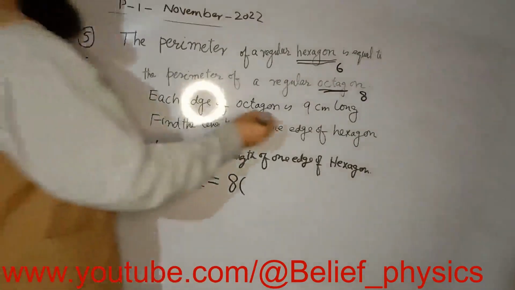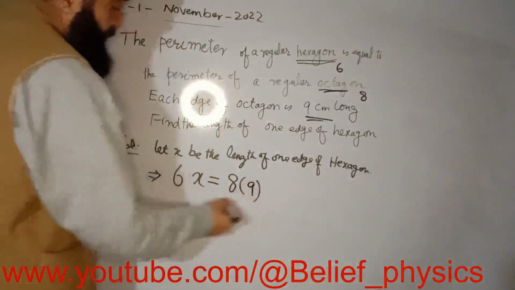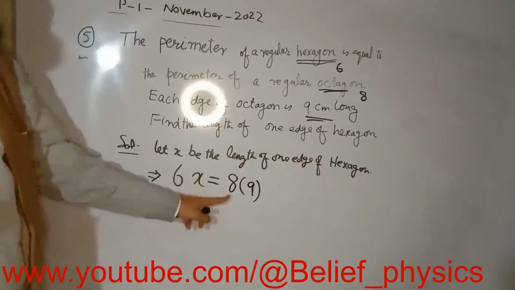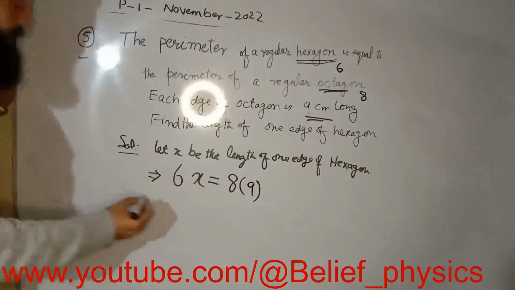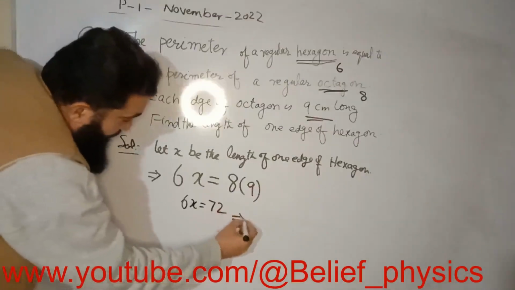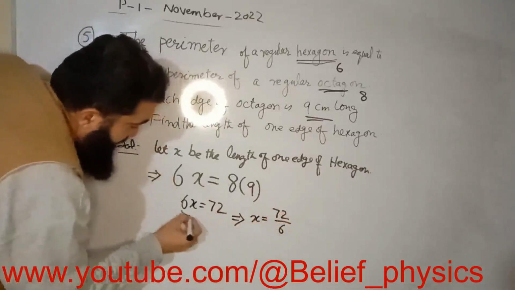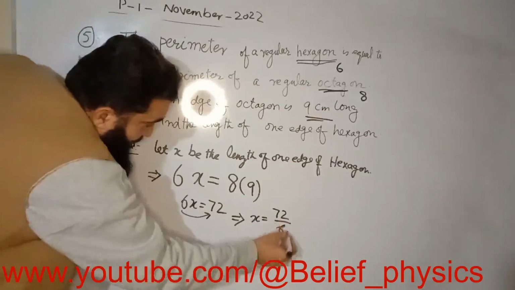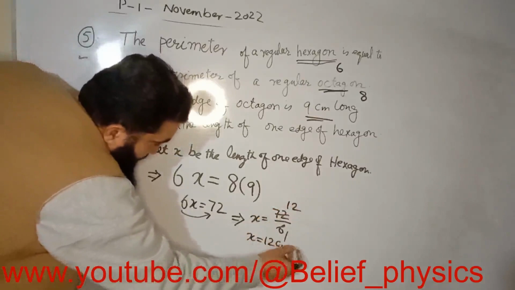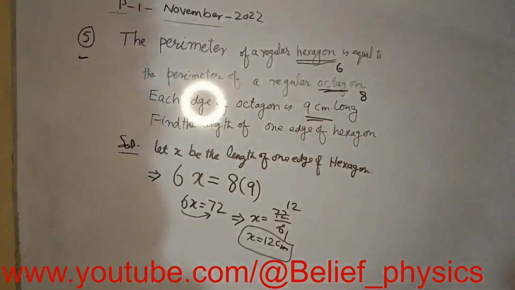Each side of the octagon is 9, so its perimeter will be 8 into 9. So 6 times the edge length of the hexagon is equal to 8 times 9. This implies that 6x is equal to 72, which implies that x is equal to 72 over 6. We divide by 6: 6 twelves are 72, so x is equal to 12 centimeters. That is the one edge of the hexagon which we have to calculate.